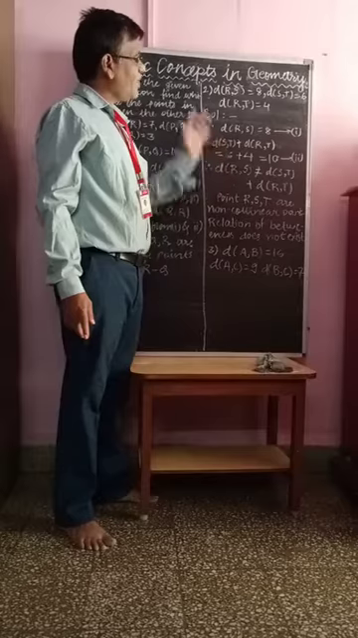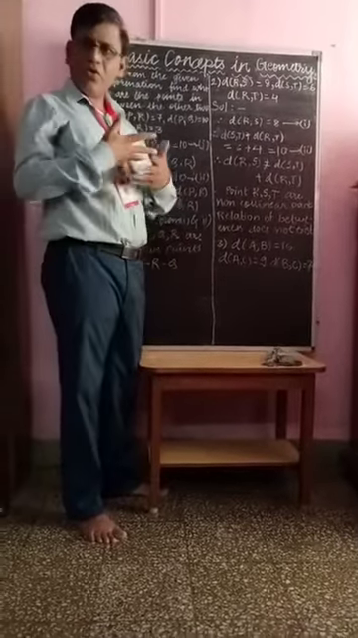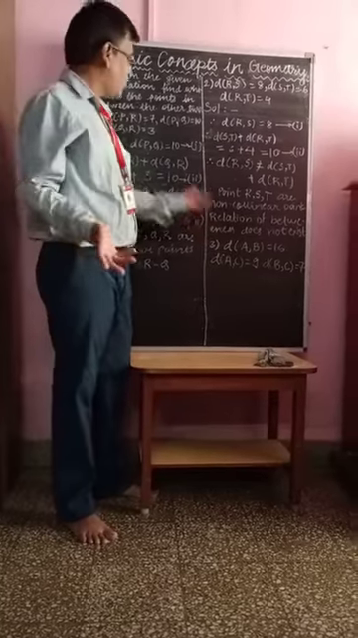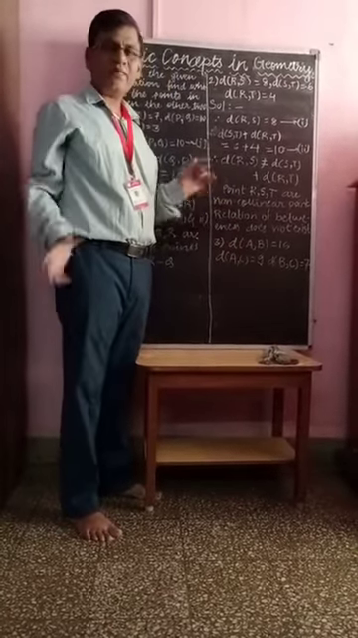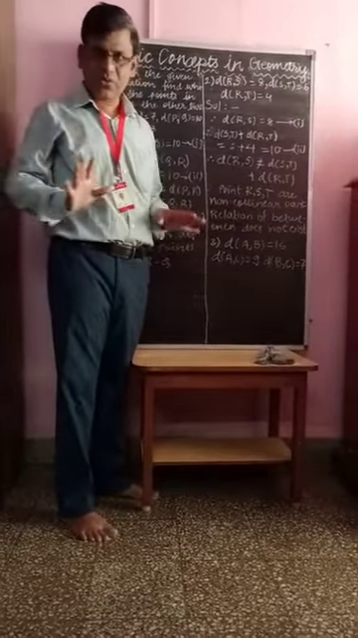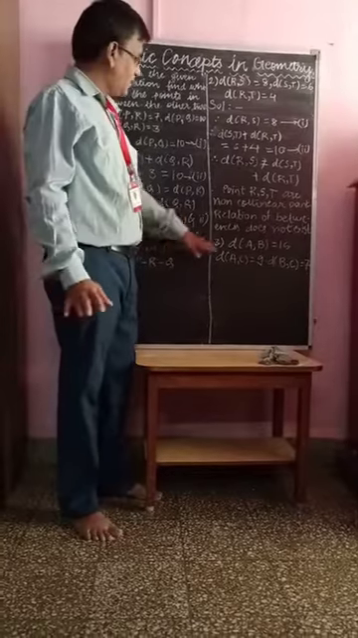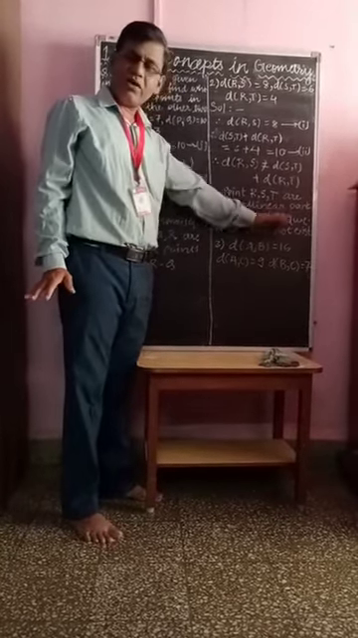So if they are non-collinear points, then there is no in-between. So the relation of in-betweenness does not exist in these points. It means they are not collinear. None of the points is in between the other two. Okay. So here you get these 3 points are non-collinear.